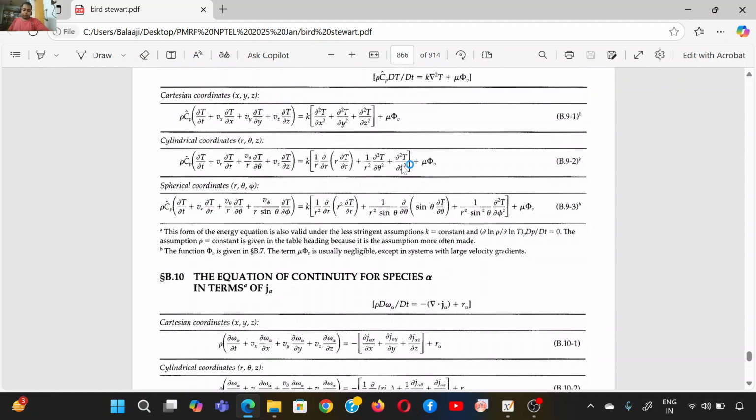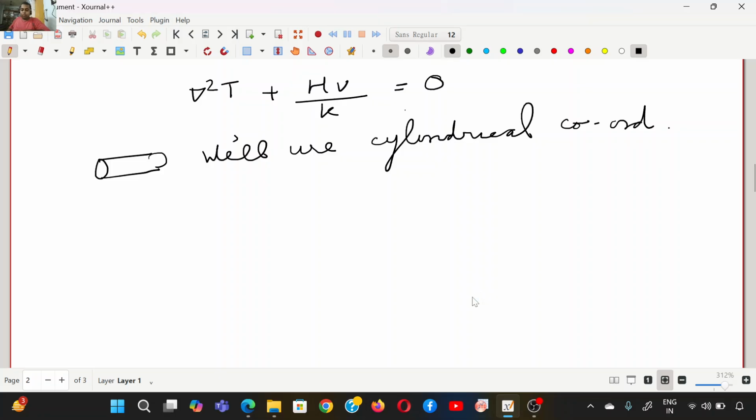You noted down this equation, right? For cylindrical coordinate. Let's come back to this. Cylindrical coordinate basically is represented by the three parameters here. One is the angle theta, one is the radius r, and the longitudinal direction z.